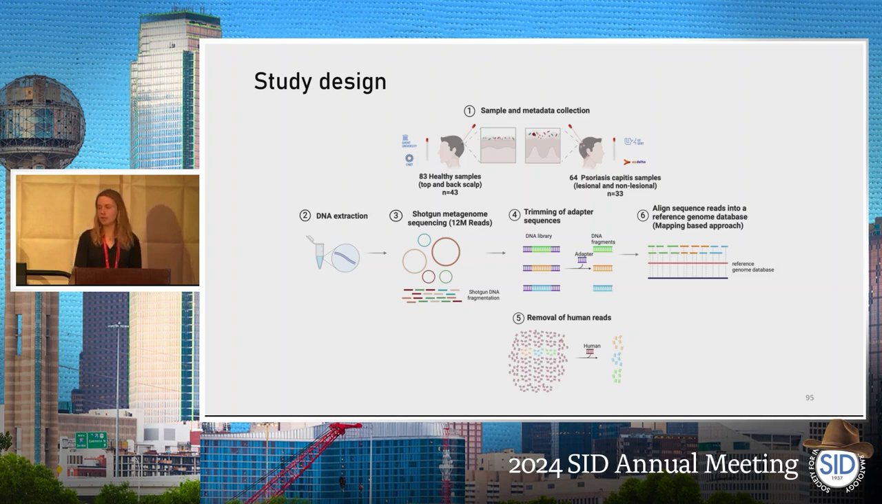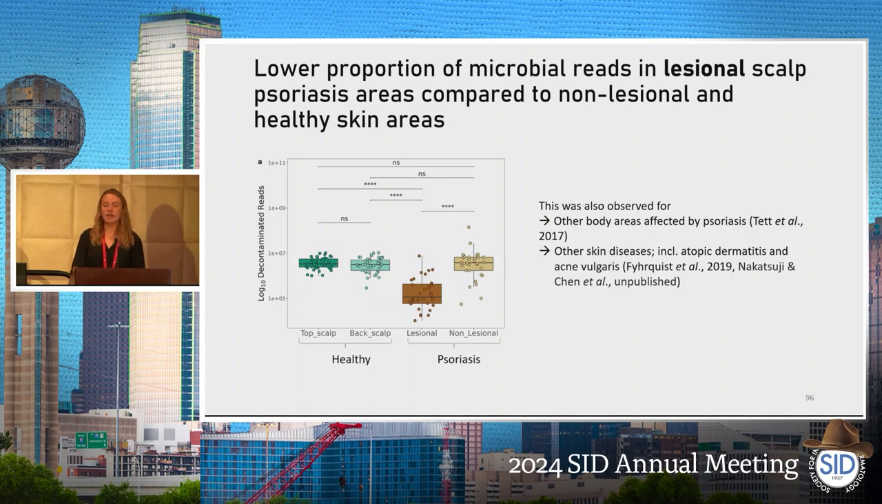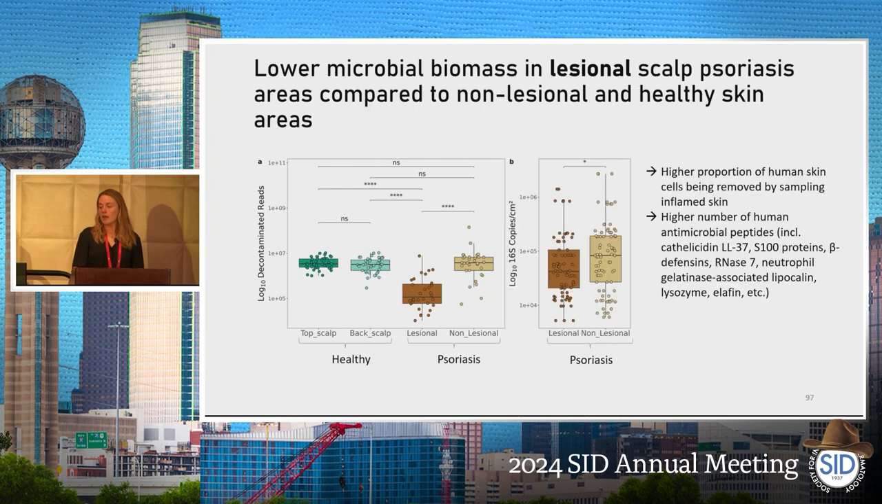So after host depletion, we found that lesional scalp areas contained a significant lower number of microbial reads compared to top, back, and non-lesional scalp areas. And this was also already observed for other body areas affected by psoriasis, but also for other skin diseases. And so we also quantified the number of 16S copies using quantitative PCR, and here we also observed a significant lower number of 16S copies in lesional scalp areas.